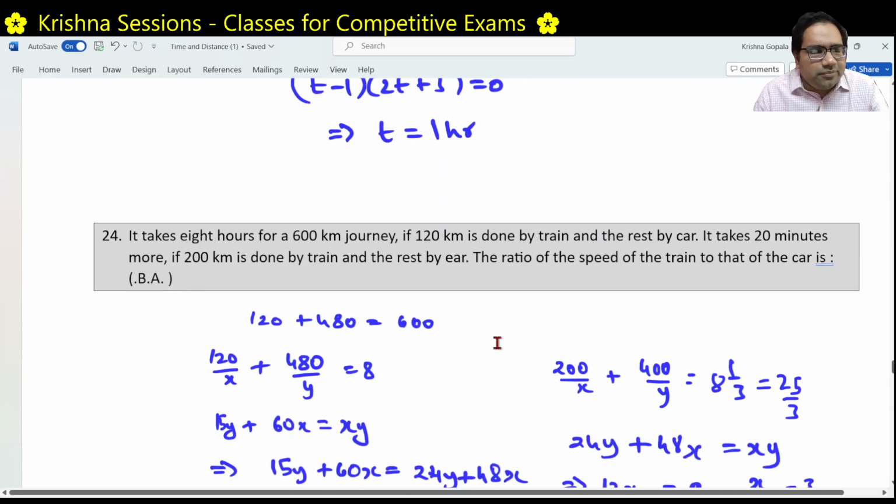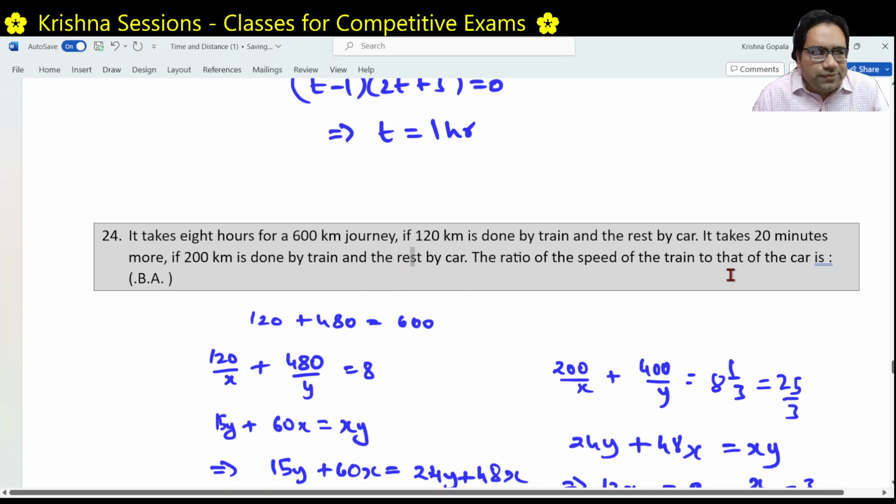Okay. It takes 8 hours for a 600 kilometer journey if 120 kilometers is done by train and the rest by car. It takes 20 minutes more if 200 is done by train and the rest by car. The ratio of the speed of train to that of the car is.